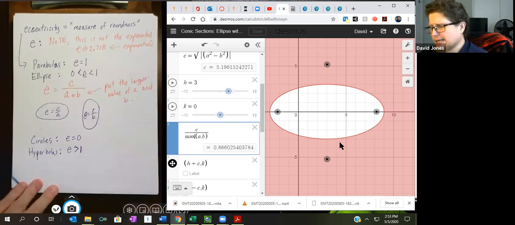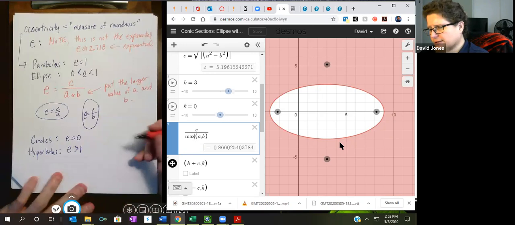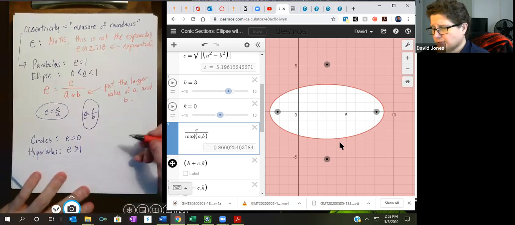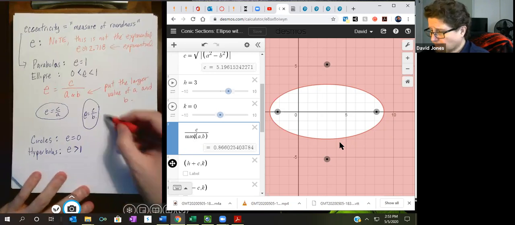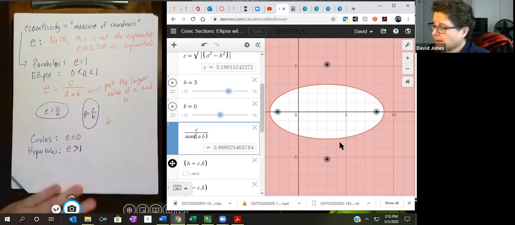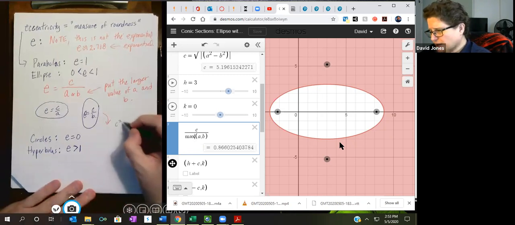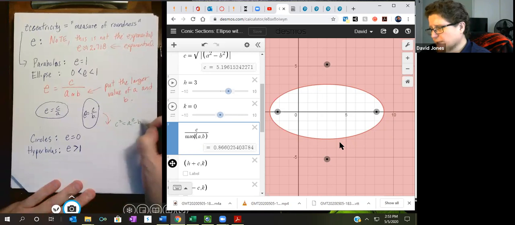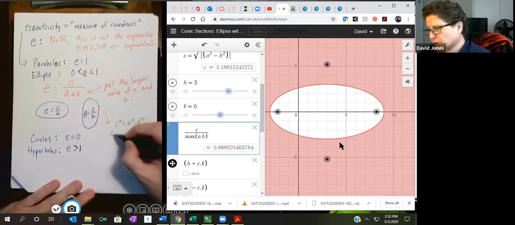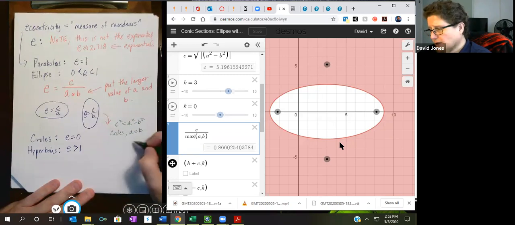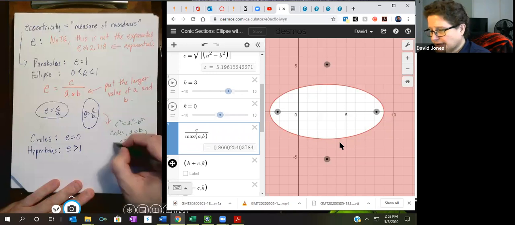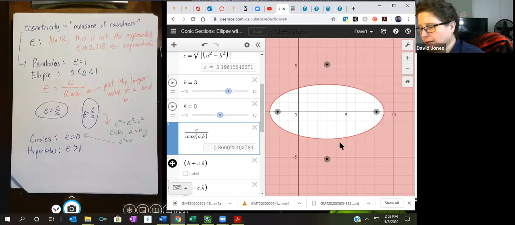Why is E equal to 0 for circles? C squared equals A squared minus B squared. For circles, A equals B, which means C squared equals 0. And it doesn't matter which one's on the bottom, E is going to be 0.